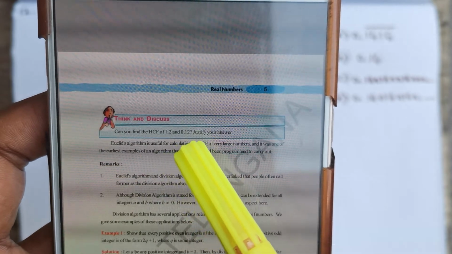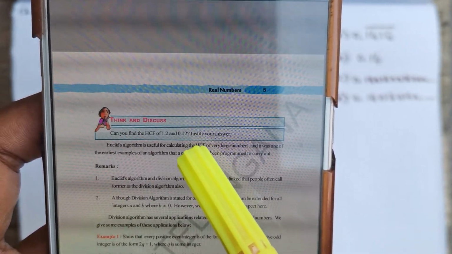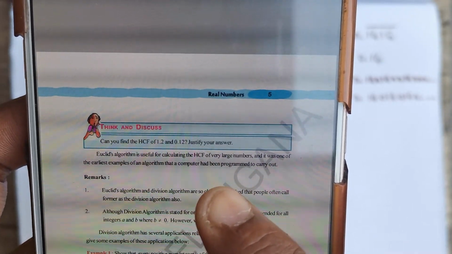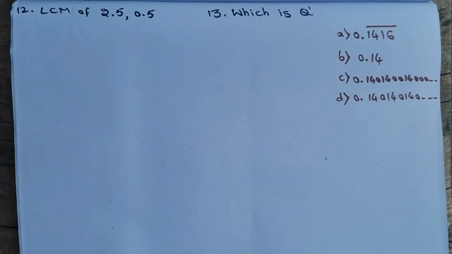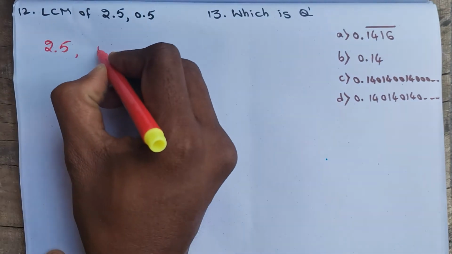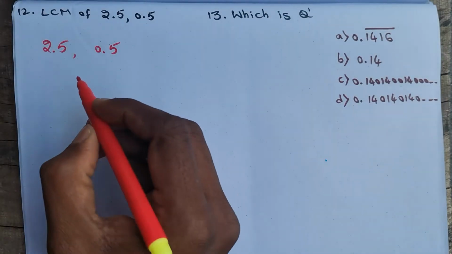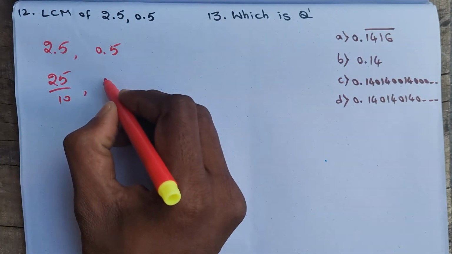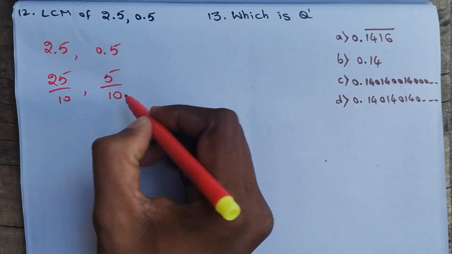Can you find the HCF of 1.2 and 0.12? It is the question in Think and Discuss. Find the HCF of 1.2 and 0.12. So these kinds of questions are there in our textbook. That's why we need to practice these decimals also. It's very simple. Nothing is there in that. The given numbers are 2.5 and 0.5. So 2.5 can be written as 25 by 10, and 0.5 can be written as 5 by 10.